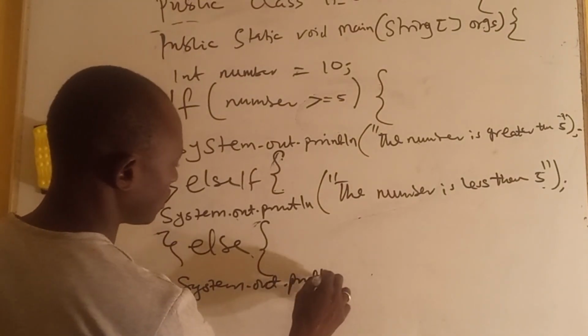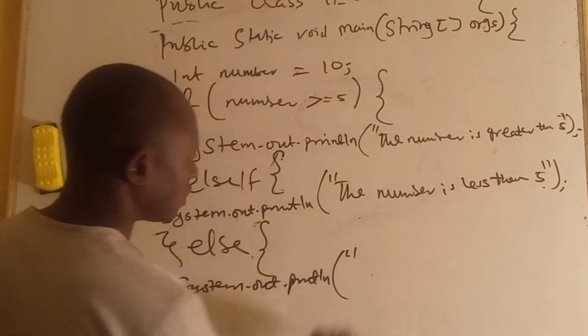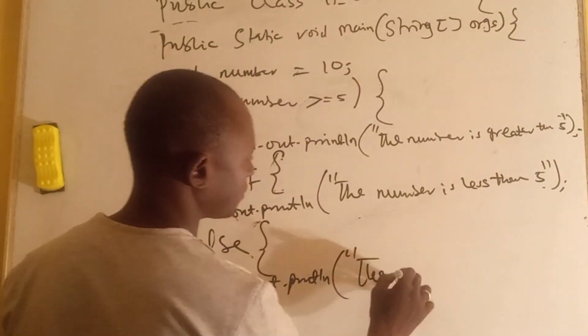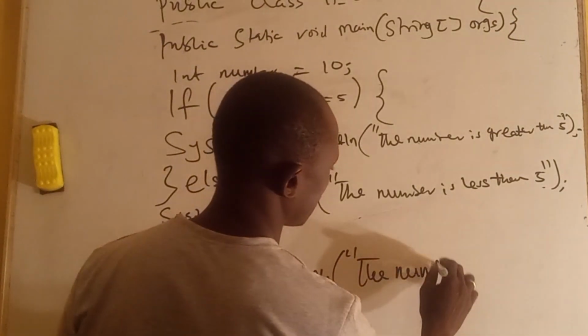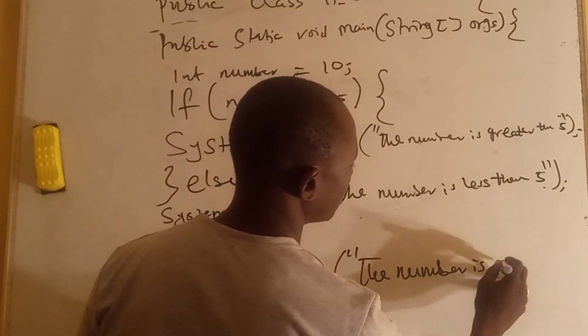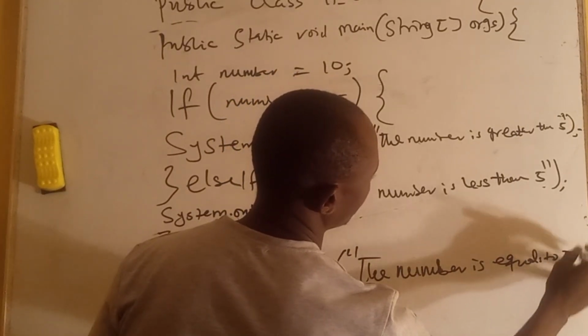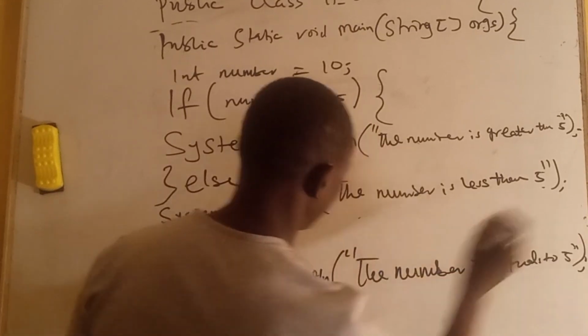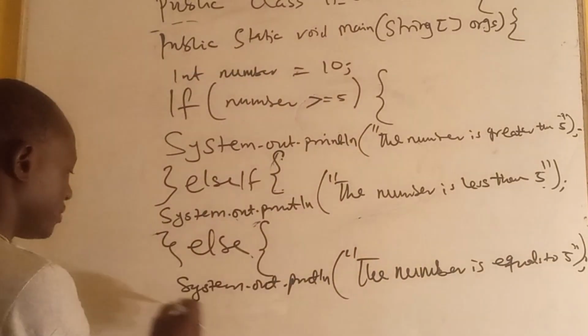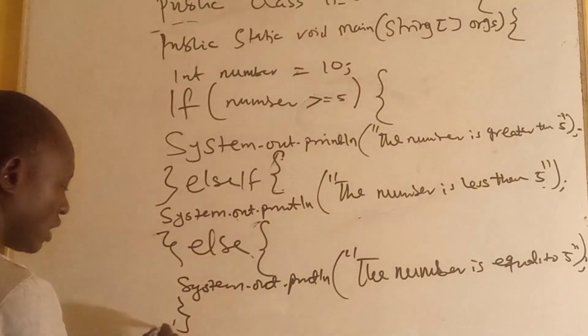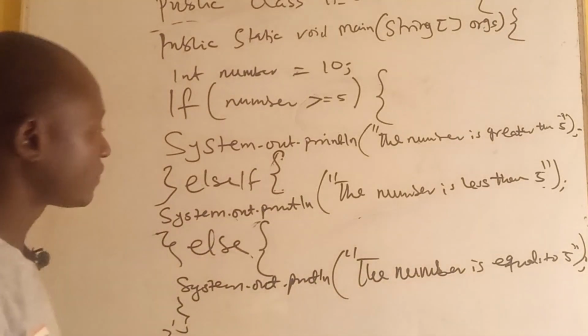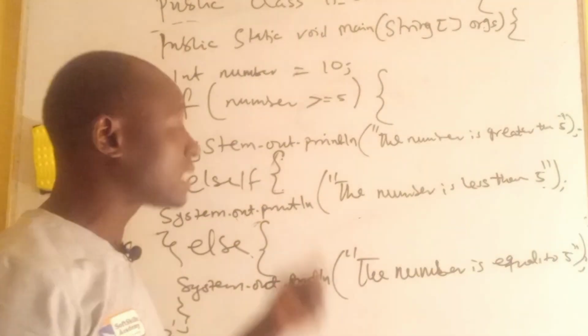System.out.println. You say the number is equals to 5. Then you close these curly braces here. As usual, you have another one, 3 here close. So that's what a nested if statement is.